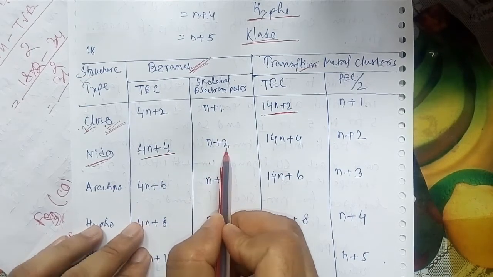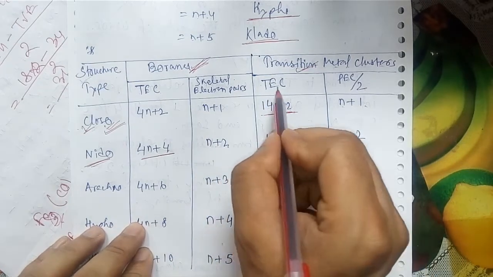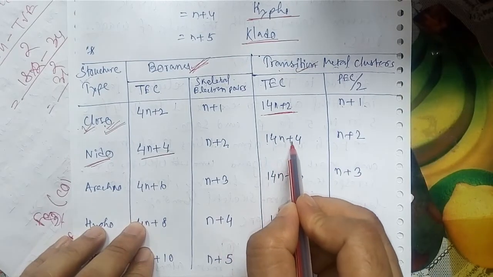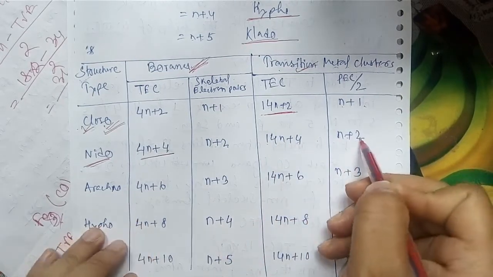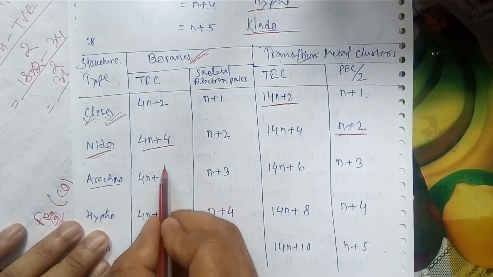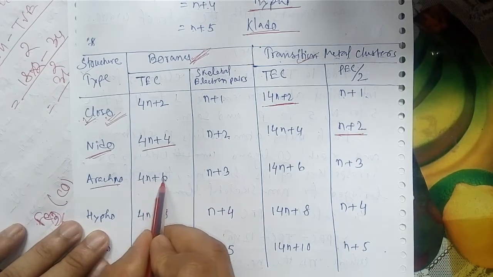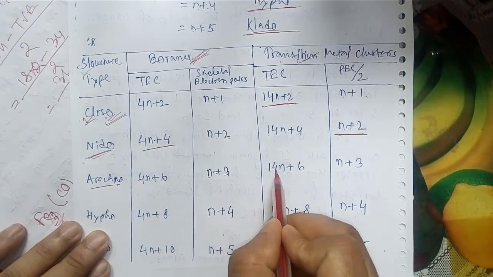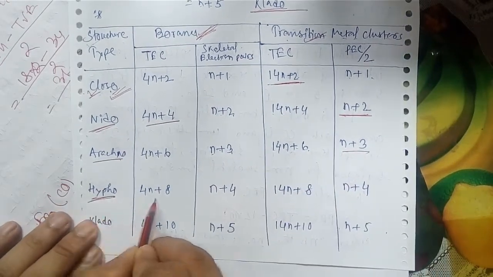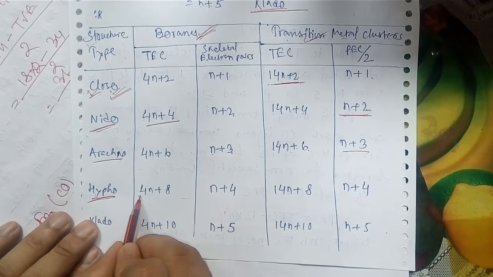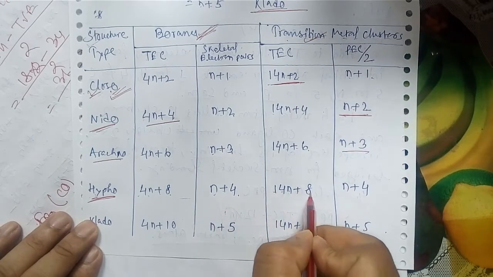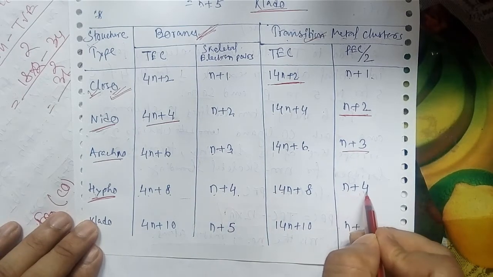Skeletal electron pairs is n plus 2, and for transition metal cluster, 14n plus 2. For arachno, it is 4n plus 6, n plus 3, and for transition metal cluster 14n plus 6. For hypho, same process: 4n plus 8, n plus 4, and 14n plus 8.